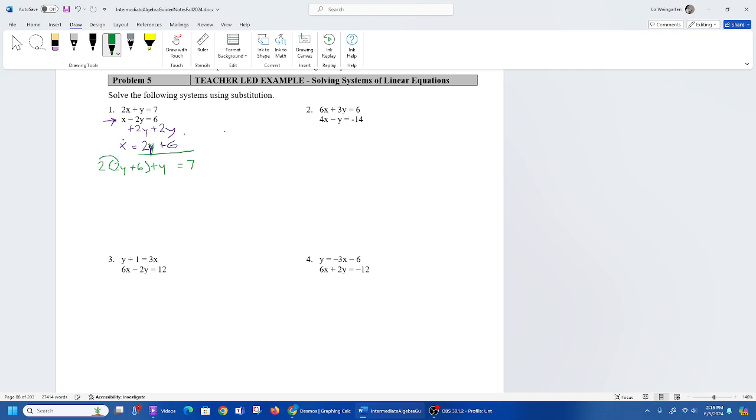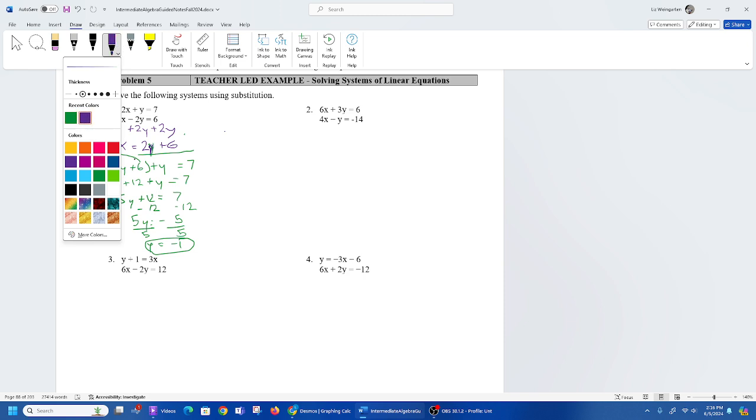I'll distribute and get 4y plus 12 plus y equals 7. Combining like terms, I get 5y plus 12 equals 7. Subtract 12 from both sides, and I get 5y equals negative 5. Divide both sides by 5, and I get y equals negative 1. That is 1/2 of the solution that we're looking for.